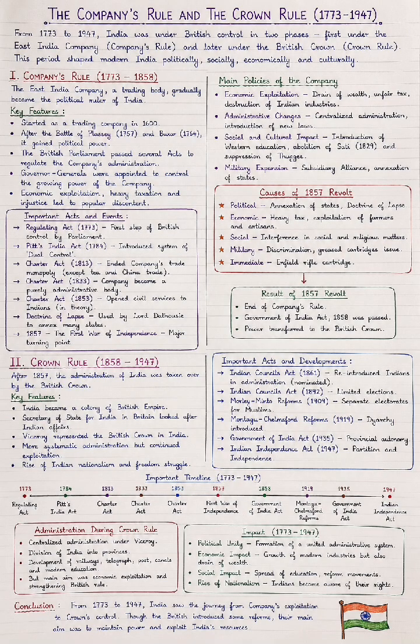Now, Poona Pact 1932. Gandhiji's fast unto death in Yerwada jail. Agreement between Congress and depressed classes. Depressed classes means scheduled classes. Joint electorate retained. Reserved seats given to the depressed classes.